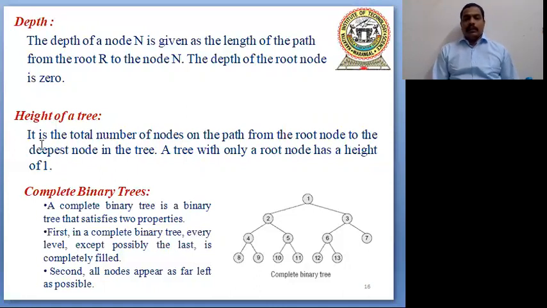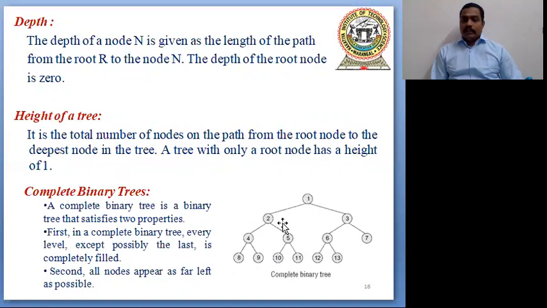What is the height of the tree? It is the total number of nodes on the path from the root node to the deepest node in the tree. How many nodes are there? That will be considered, that is the height of the node. A tree with only a root node has a height of 1. Okay. So root node height is 1.